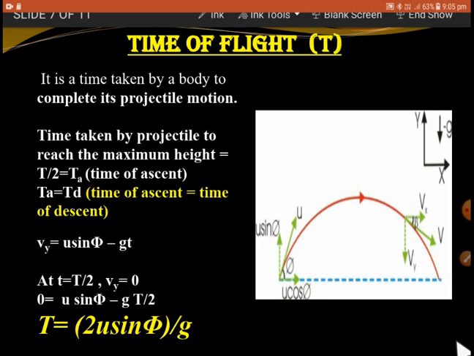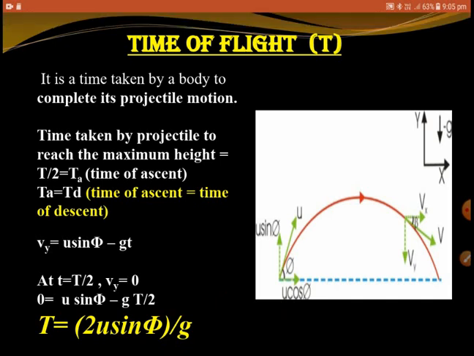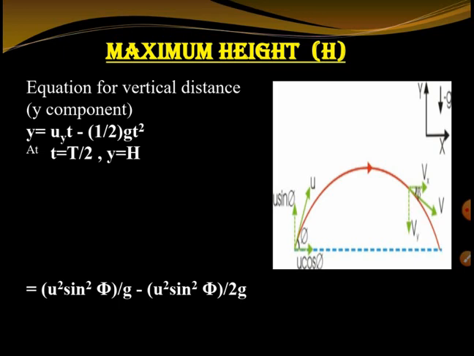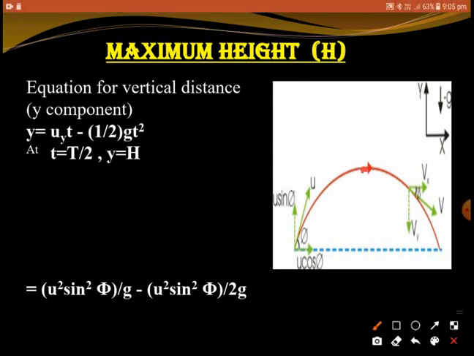Now let's see about the range of this projectile. But before going to that, let's try to find the maximum height. The maximum height means what? As I told you, the maximum height is here. Maximum height means the highest vertical displacement that can be reached by the projectile. That height is known as the maximum height. For that, as I told you, consider the motion from here to here.